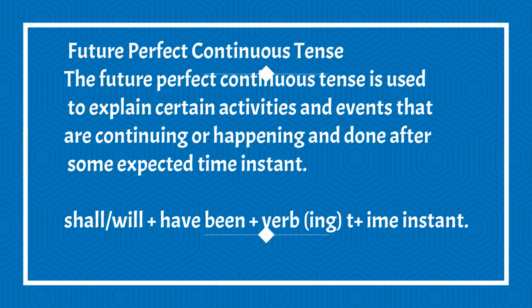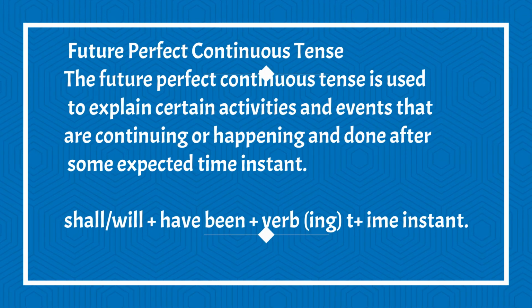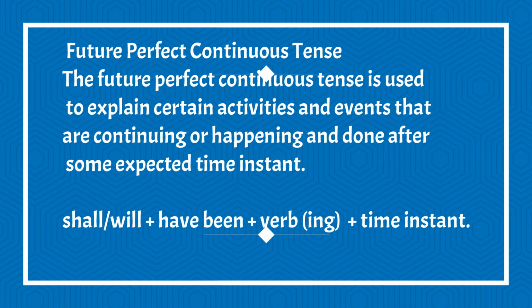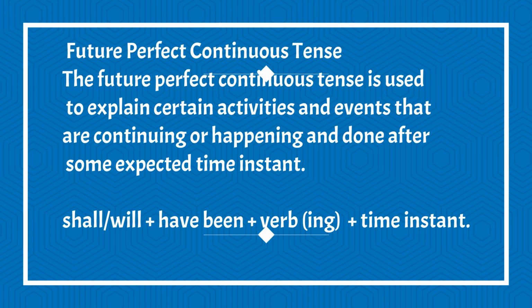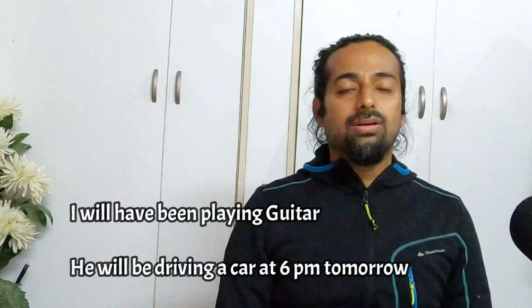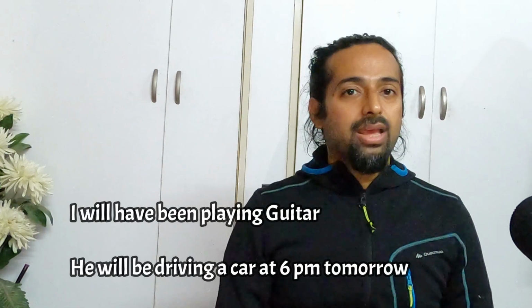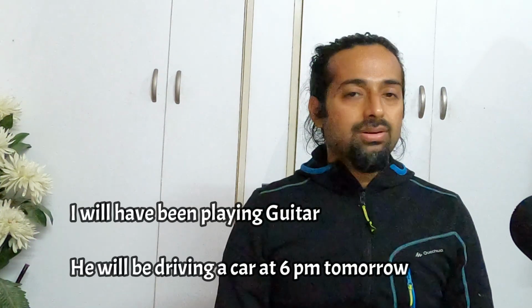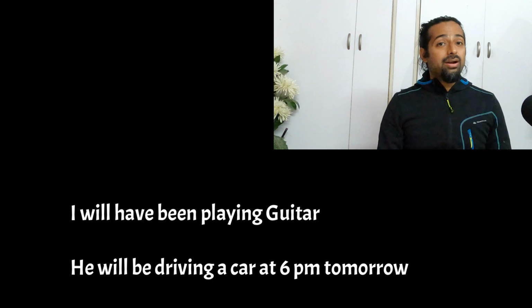Finally, we come to future perfect continuous tense. A future perfect continuous tense is used to explain certain activities and events that are continuing or happening and done after some expected time instant. Here, shall or will plus have been plus ing form of the verb plus time instant is required. For example, I will have been playing the guitar at 4 p.m. Or he will be driving a car at 6 a.m. tomorrow.